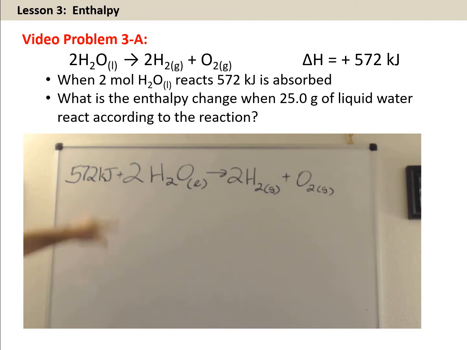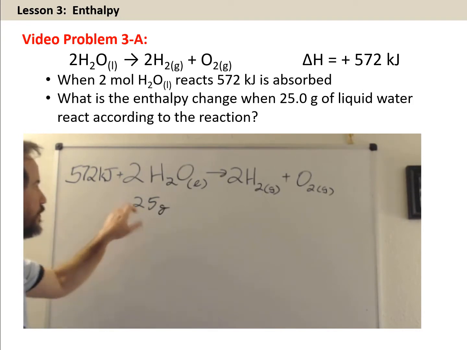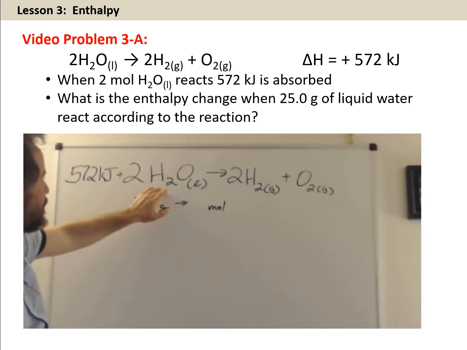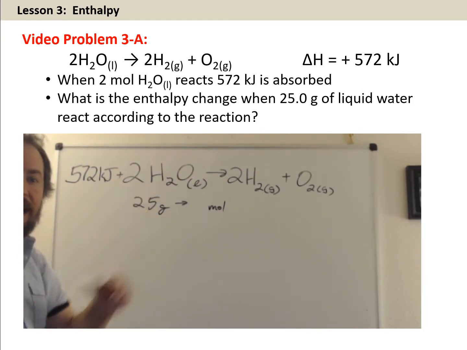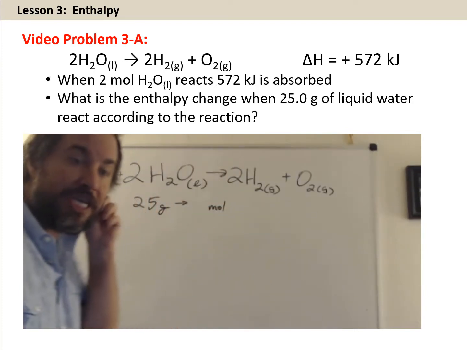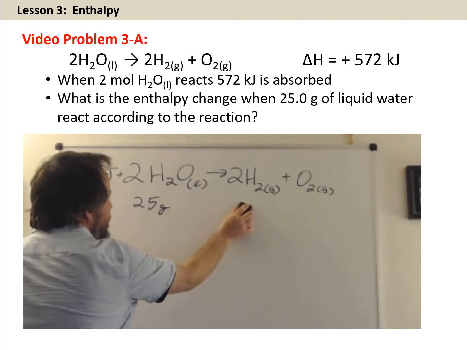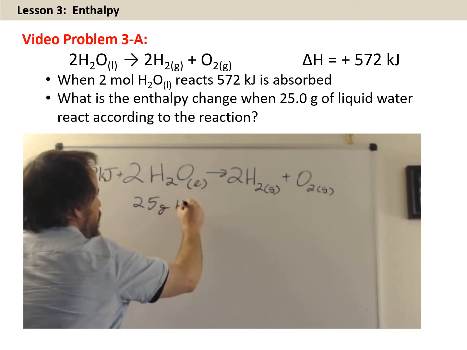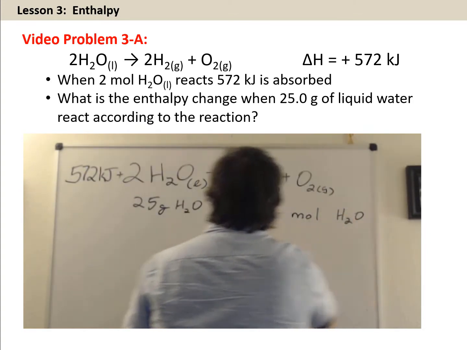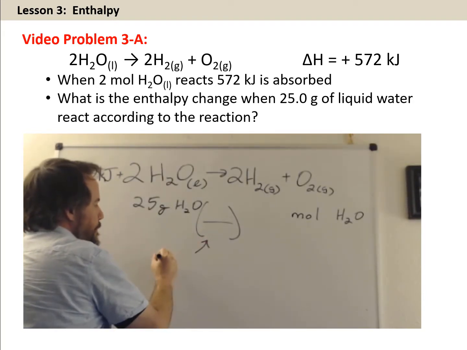Well, what happens if 25 grams? What I need to do is convert from 25 grams to moles. And once I know how many moles, I can use this fact, kind of like I use stoichiometry, to figure out how much heat is required. Okay, so 25 grams H2O, how many moles of that is that? So I'm going to use my molar mass.